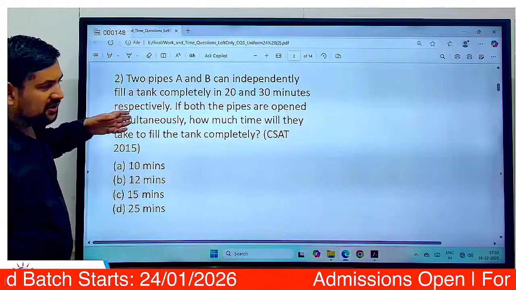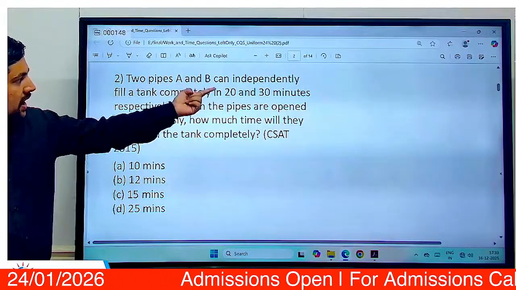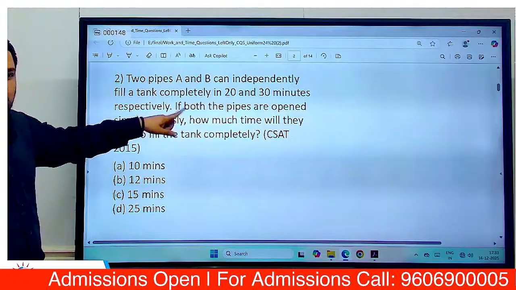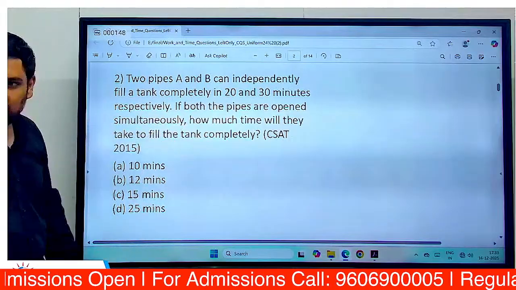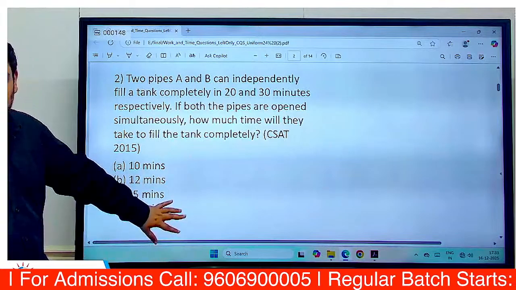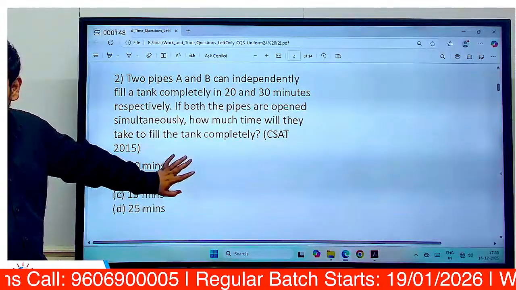I think this also you can do. Same thing is there, just in 2 pi form. 2 pi forms, A and B can independently do it in 20 and 30 minutes respectively. If both of them are open together, in how much time they will completely fill the tank? Anybody who feels we should do this also? Okay, so we can move forward.